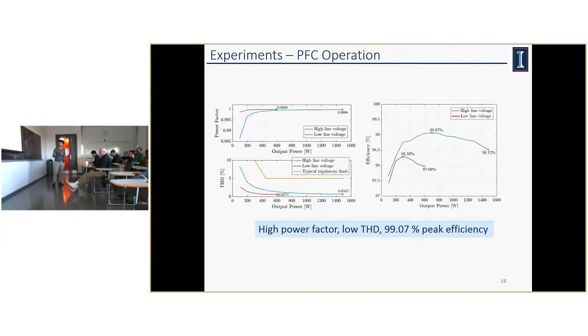So here is the data for power factor, THD, and the efficiency. The power factor for most of the range is very close to one, and the input current THD is how much noise you have in your input current. This is the typical regulation, and we are way below that. And with high line, we achieved 99.07% efficiency.